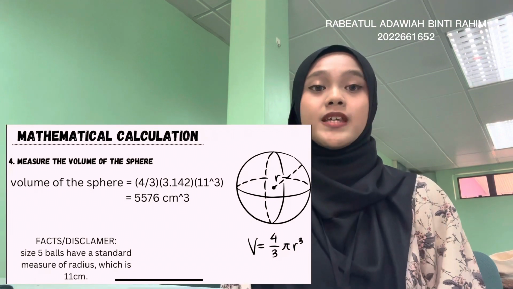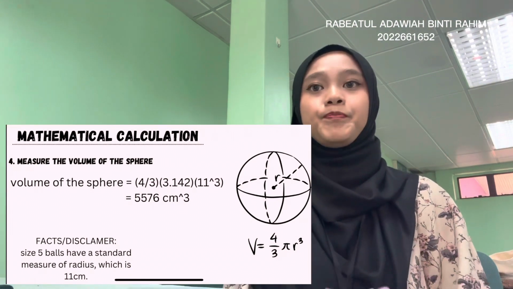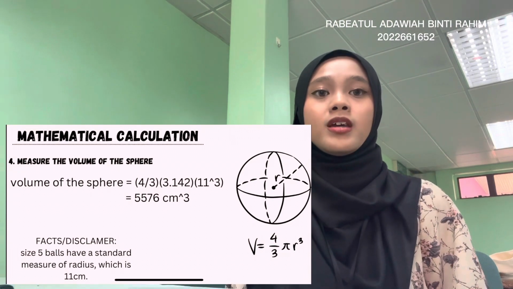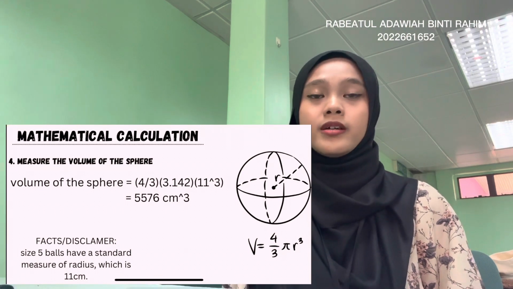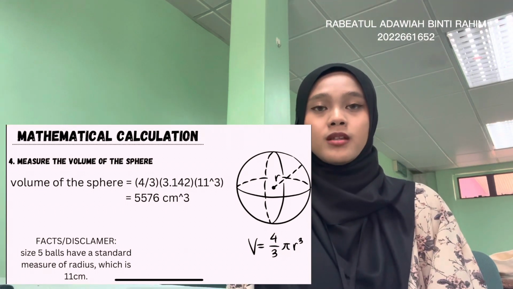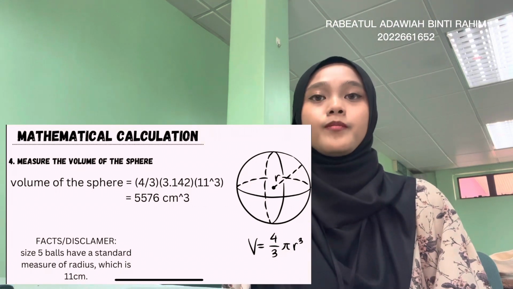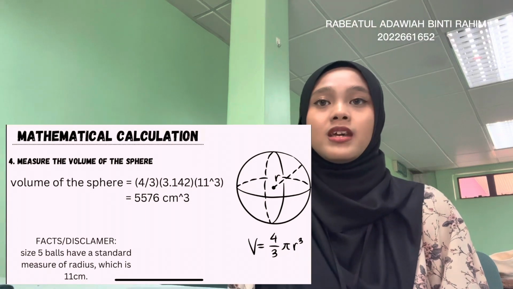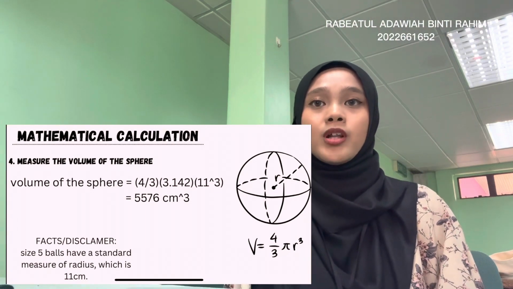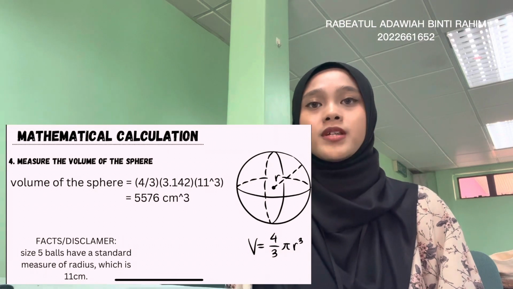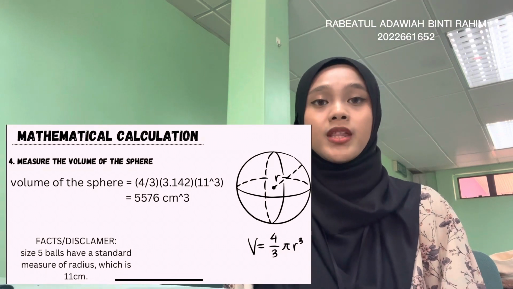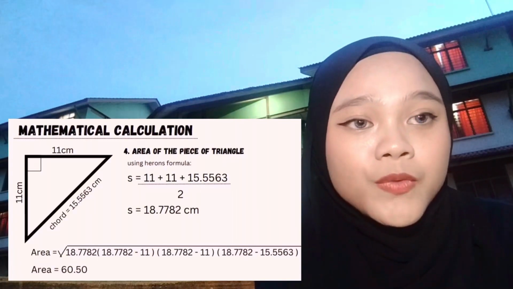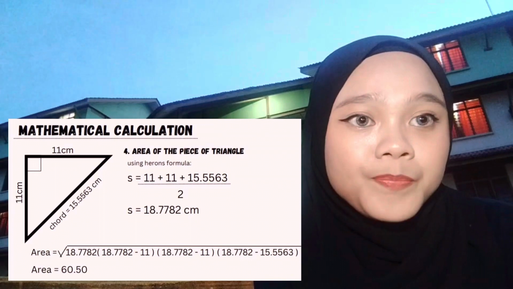The last mathematical calculation is we measure the volume of the sphere. As in the slide, a football is a sphere shape. To calculate the volume of the sphere, we use the volume formula, which is 4/3 pi r cubed. As you can see in the slide, the volume of the sphere that we got is 5,576 cubic centimeters.